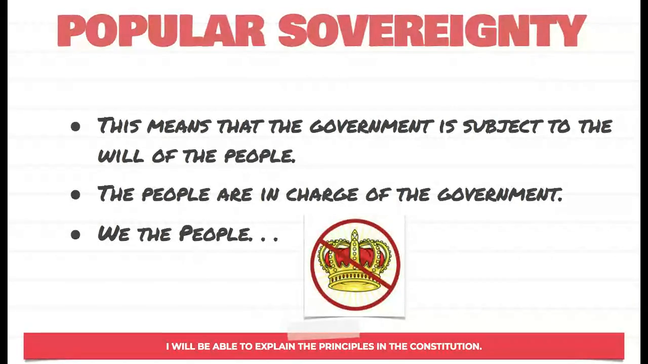Sovereignty is a country's right to govern, or someone's right to govern themselves. So when you put those words together, popular sovereignty, the power to govern lies with the people. It's the idea that the people are in charge. Not a king. We don't want a king anymore, but the people are in charge of governing. That's popular sovereignty. So when you hear popular, think of people.